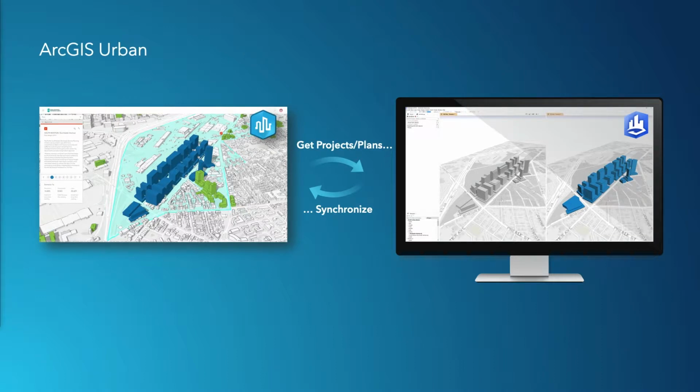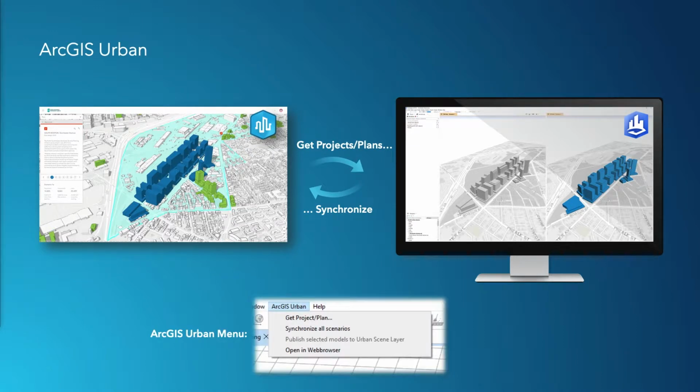So as Lisa has mentioned, and I would like to connect to her talk here, CityEngine now has this integration with ArcGIS Urban. So you can get project plans, you can synchronize. Therefore, one of the most visible changes, as she already demoed, is this new ArcGIS Urban menu item. If you're not interested in Urban at all, you can also hide it in the preferences.